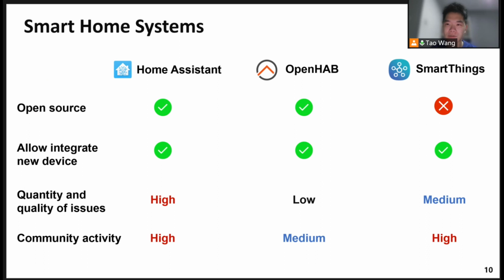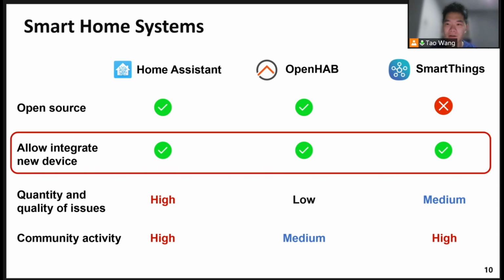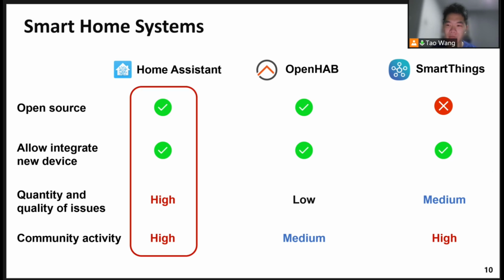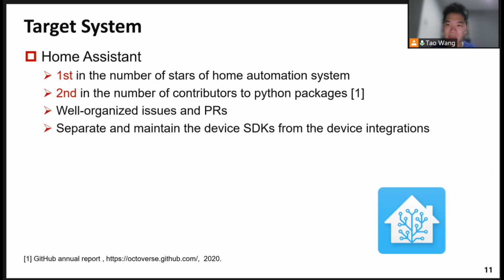There are currently three popular smart home systems: Home Assistant, openHAB, and SmartThings. They all allow developers to integrate new devices. However, SmartThings is closed source and does not facilitate researchers' analysis. Among them, Home Assistant has better issue organization and community activity. Therefore, we select the open source Home Assistant as the target system, considering its popularity and open source nature.